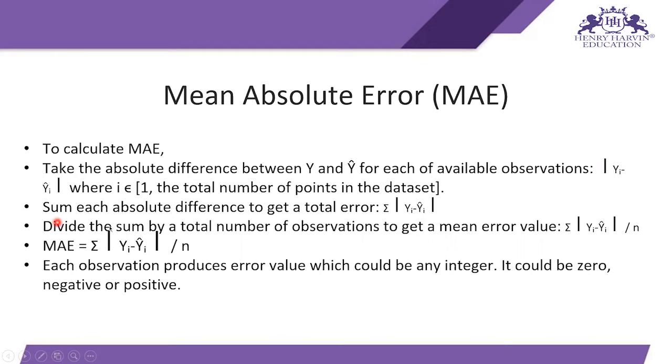Next, sum each absolute difference to get the total error. When we get the error of each point, we sum up all of those errors and then divide the sum by the total number of observations to get a mean error value. MAE equals the summation of |yi minus y hat i|, divided by n.